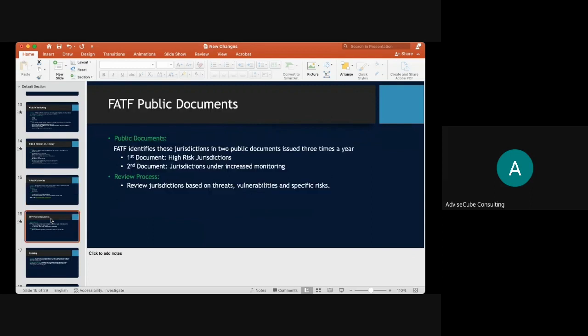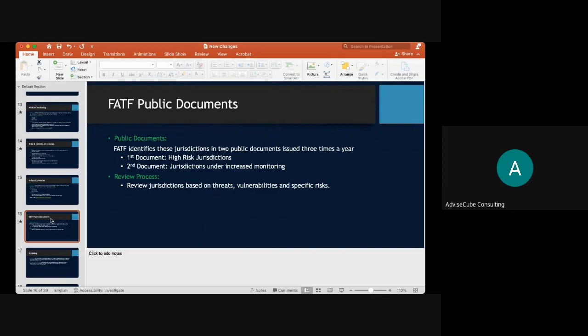Okay, there was a question also on that: FATF issues 2 public documents 3 times a year, but it was not in the book. However, through the FATF website and general understanding, we know these are the 2 types of documents they issue for jurisdictions. One document is on high risk jurisdictions. The second is on jurisdictions that are under increased monitoring. These are the 2 documents they issue 3 times a year. This was not previously mentioned in the book, but now they have mentioned it.